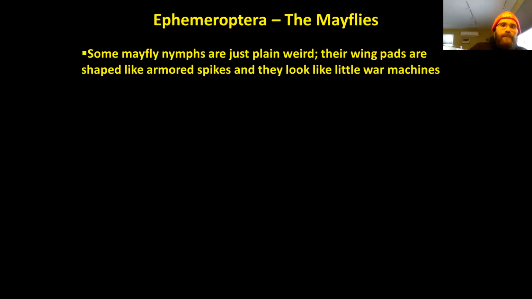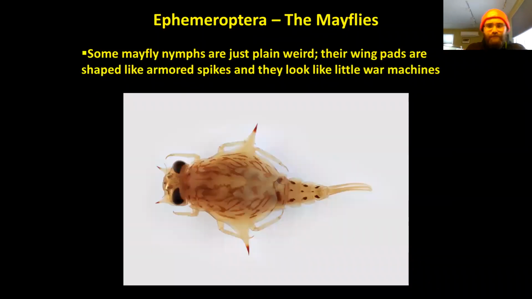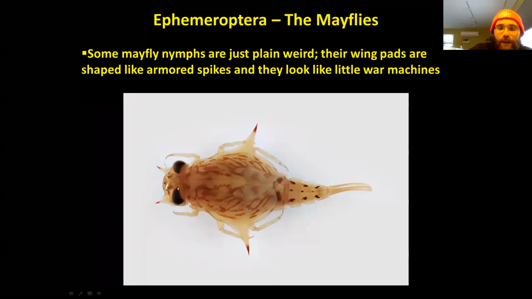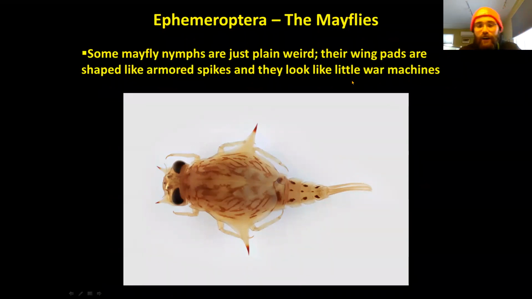And then some mayfly nymphs are just plain weird. So this particular group, Baetidae, their wing pads are shaped like little armored spikes, and they look like a little war machine that you'd see in something like Mad Max. So they've got armor plating up here, and then these sharp spines that protrude out from the side. So they can end up ramming into critters that try to eat them and scaring them away.